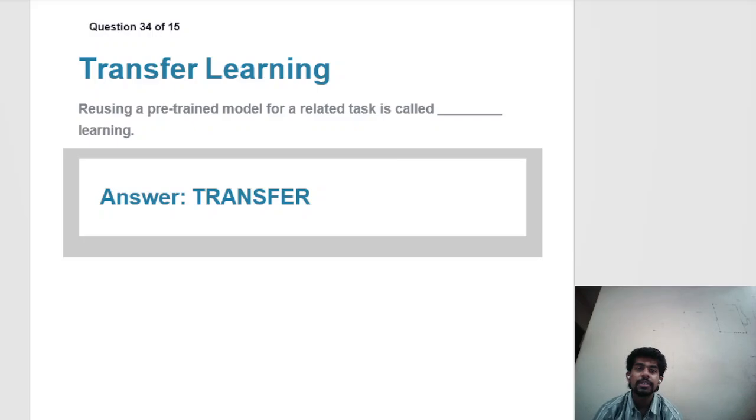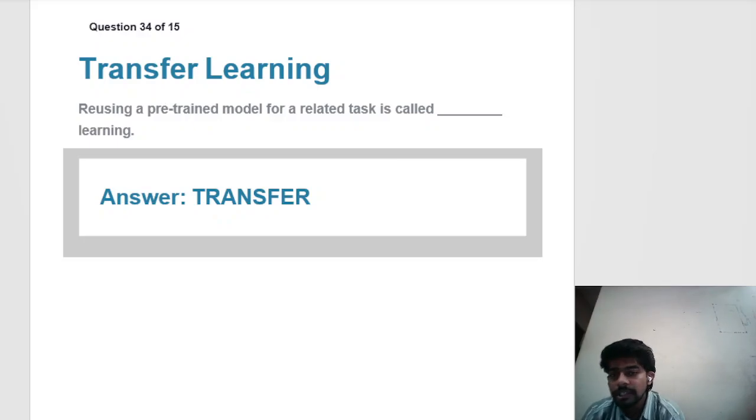Let's see the next question, which is about transfer learning. Let's read it. Reusing a pre-trained model for a related task is called dash learning. The answer here is transfer. Transfer learning is one of the most powerful techniques in deep learning, especially when you have limited data. Here, the core idea is to use knowledge learned from one task to improve learning on a related task. Why does it work? Early layers in deep networks learn general features like edges, shapes, colors, useful across many tasks.